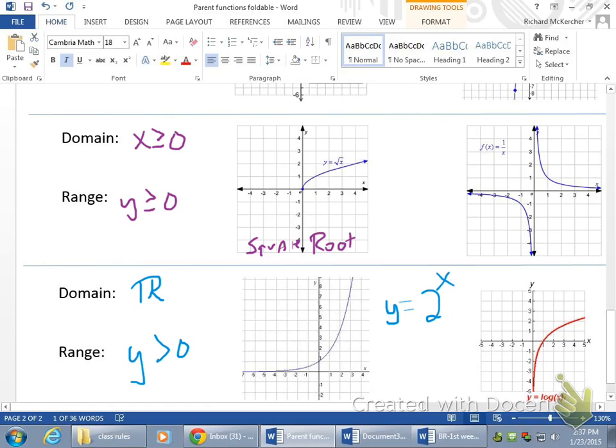And we talked about it. We got on the calculator and looked at some values. It actually never touches the line either. So it's greater than 0, but it is not equal to it.